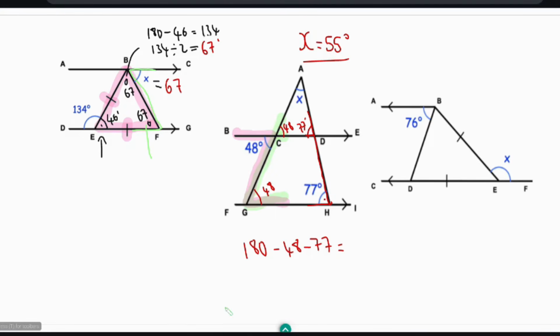Okay, what do we have here? Another alternate angle, 76 degrees. Got an isosceles triangle. Base angles are the same, 76. Angles in a triangle add up to 180, so that gives 28. And angles on a straight line add up to 180, so that gives 152.